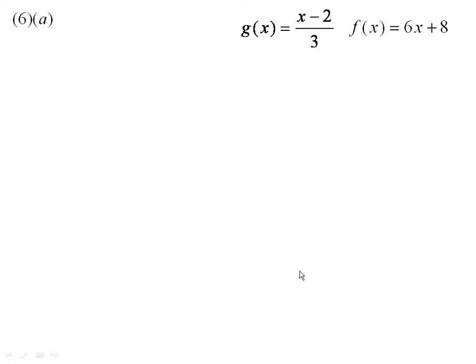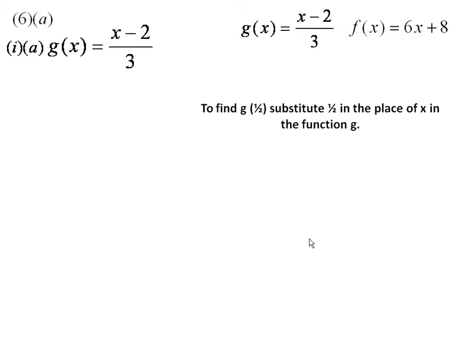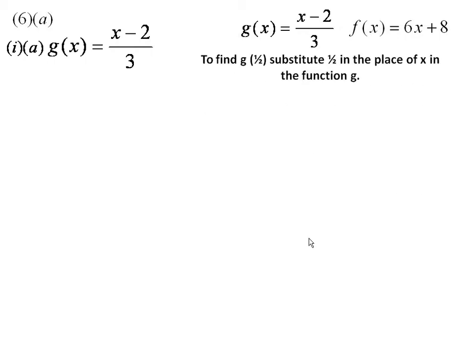Functions. g of x is (x minus 2) over 3 and f of x is 6x plus 8. There we have g of x. I imagine that we're going to use it first. To find g of a half, substitute a half in the place of x in the function g.